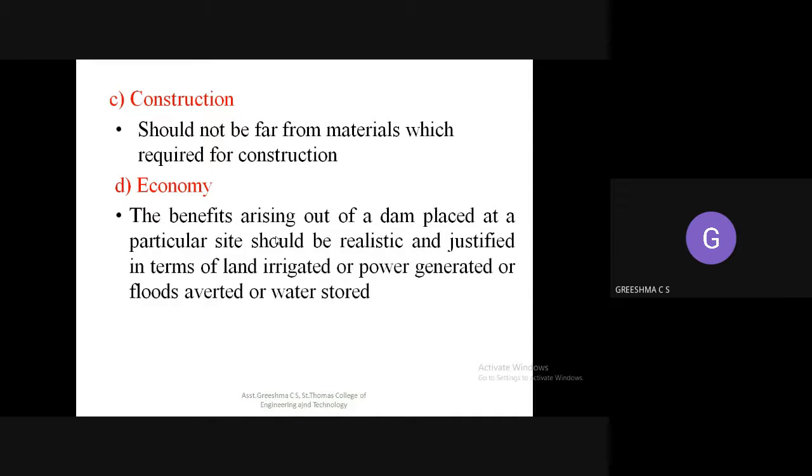If it is a small dam, like a check dam, you cannot spend more money. Check dams are small dams. At the same time, if it is a massive dam like an arch dam or gravity dam, you have to spend money on it. So economy is also very important.